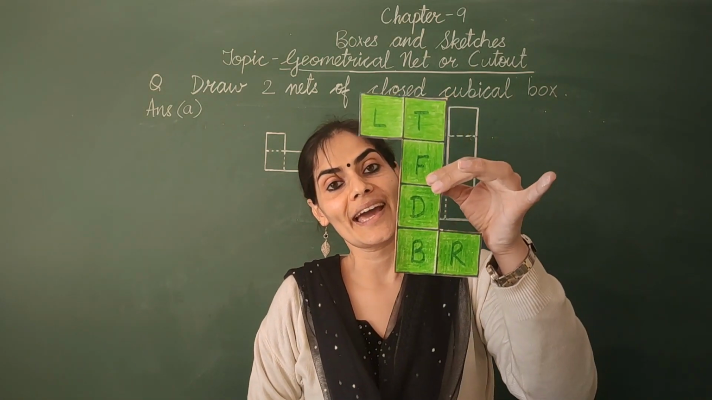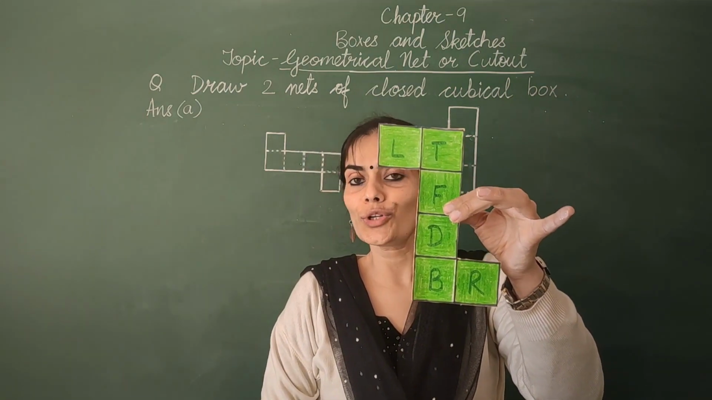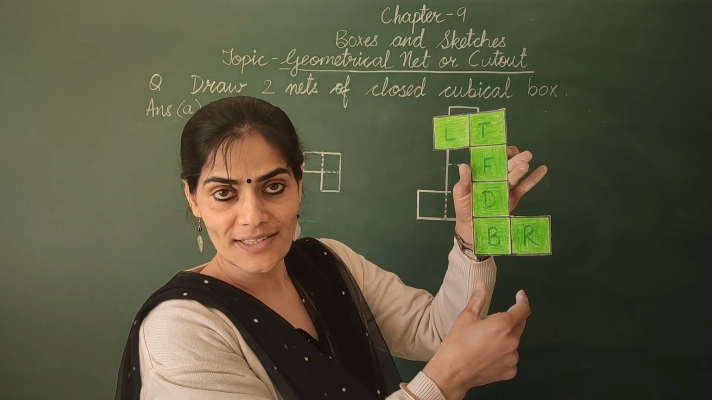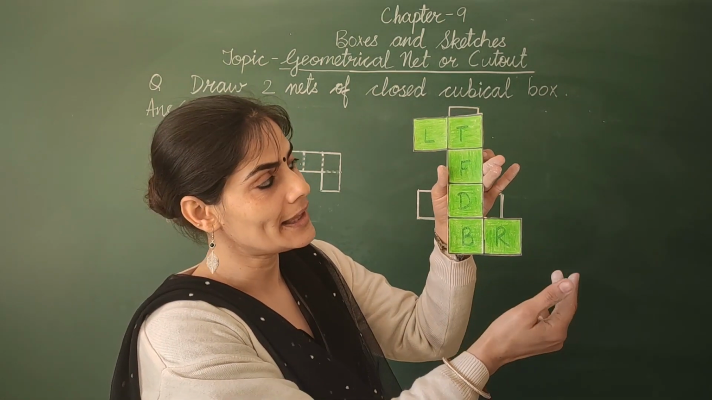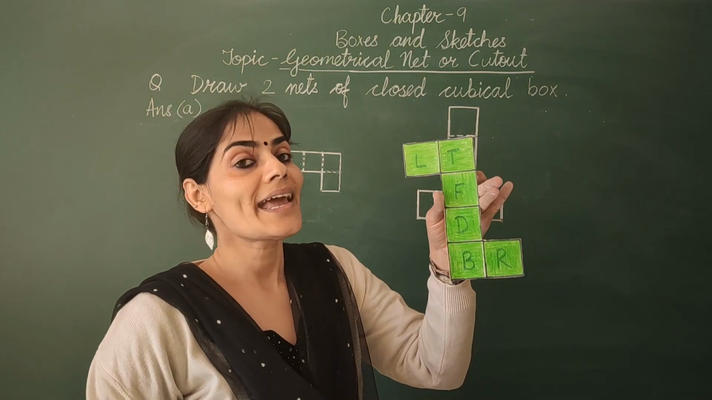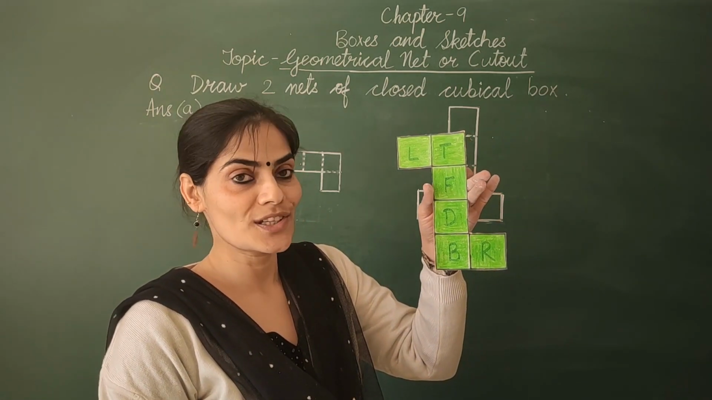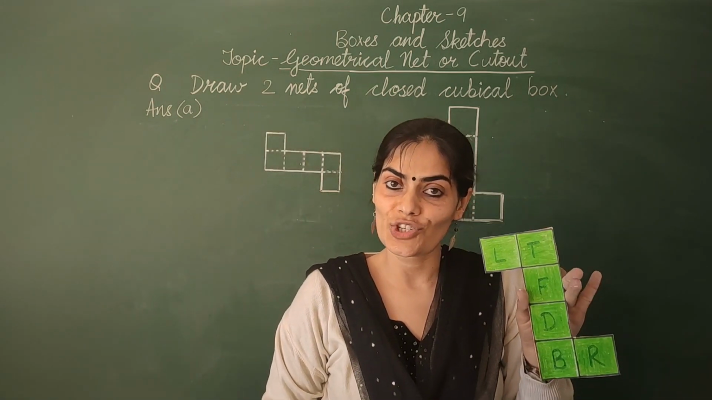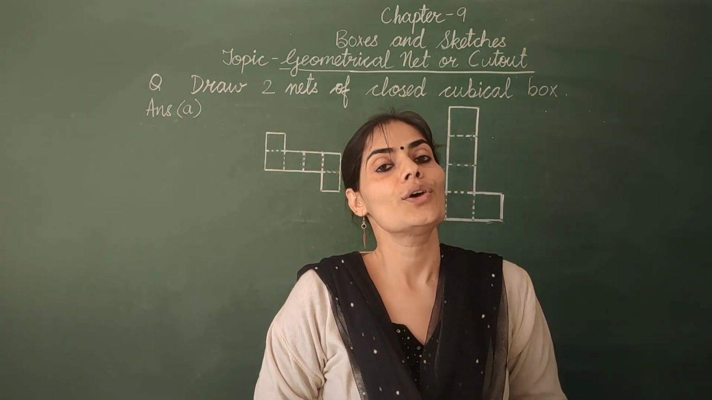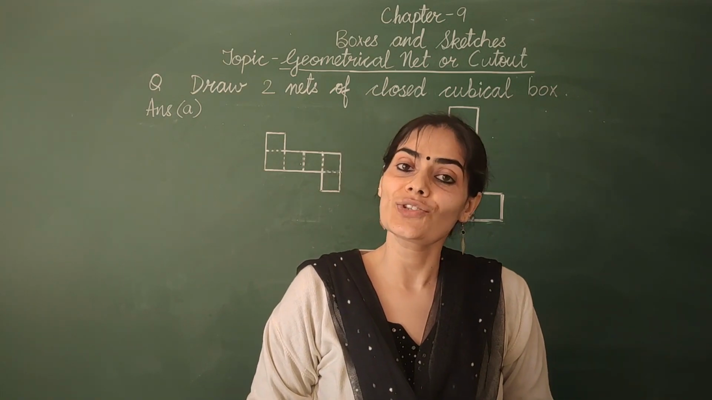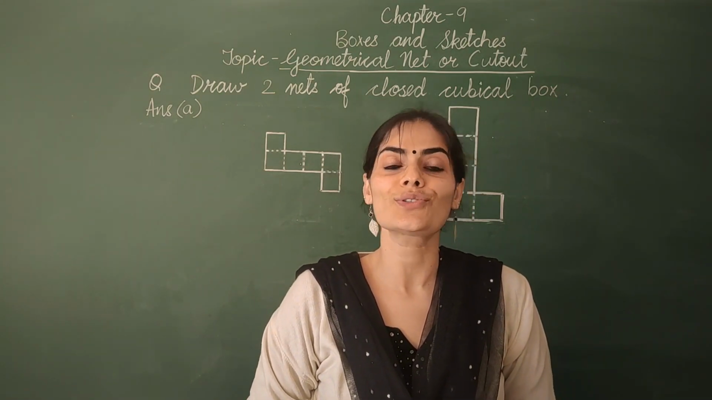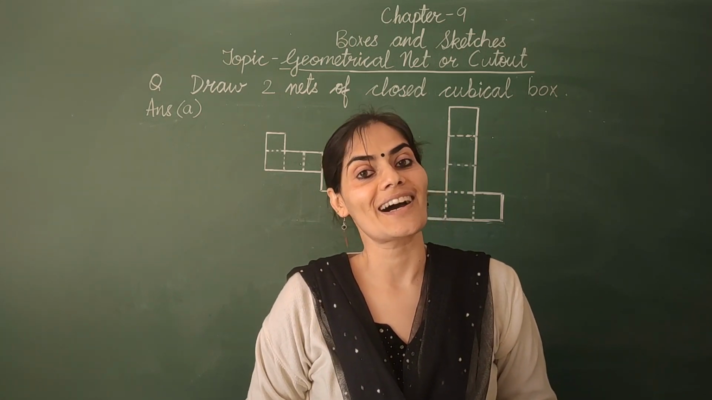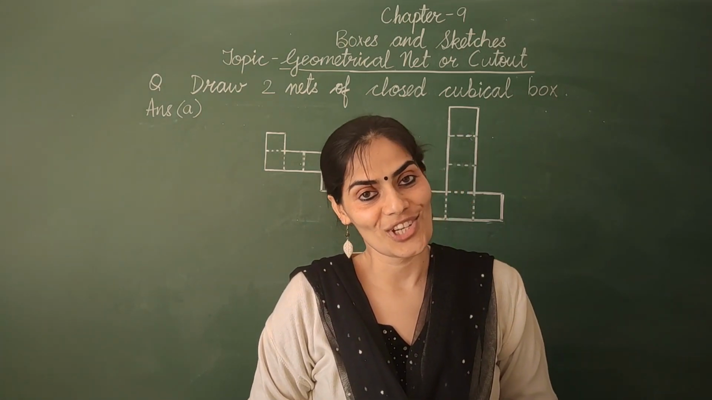Like, children, I have this cut out with me, and what do you observe? That there are 4 square faces in a line like this, and then there are 2 side faces. And the second thing that you would have observed is all these 6 faces are square in shape. They are equal squares. So while drawing the net of a closed cubical box, always remember that all the 6 faces are square in shape.